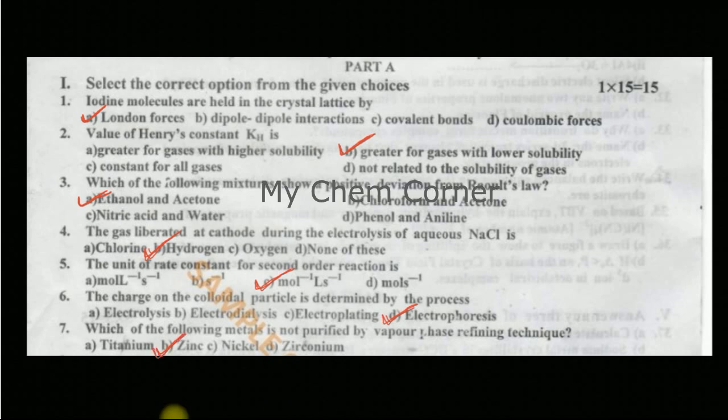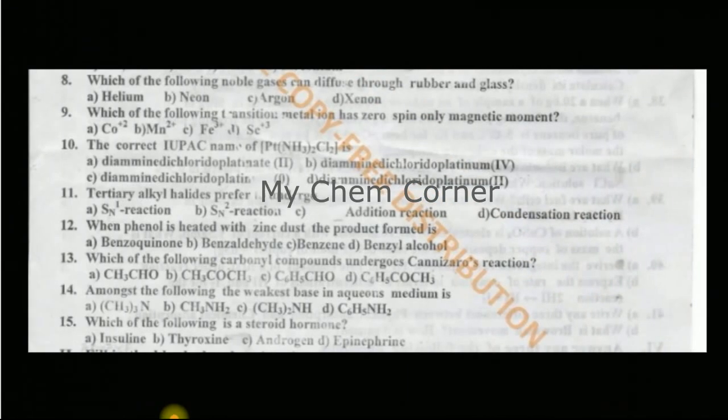Alright. Now, the last part of it. Which of the following noble gases can diffuse through rubber and glass? Is again a repeated question. Answer is helium. Which of the following transition metal ions has zero spin only magnetic moment? Cobalt 2+, Mn 2+, Fe 3+, and scandium 3+. Now in all of this, if you check scandium, which is the first element in the 3d series, it has 4s2 3d1. Alright, before that is all noble gas configuration.